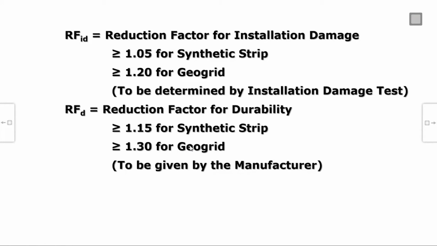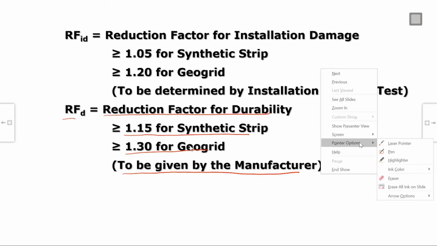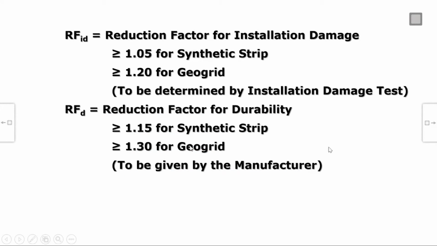And the next reduction factor is the reduction factor for durability. What I have put today may not remain durable the same over its life. There may be some deterioration because of various factors. So for durability, for strips it is minimum 1.15. For geogrid, it is 1.3. And this also is to be given to you by the manufacturer, because there is a standard ASTM code or ISO code for checking this. And as per that, he will give you this value.